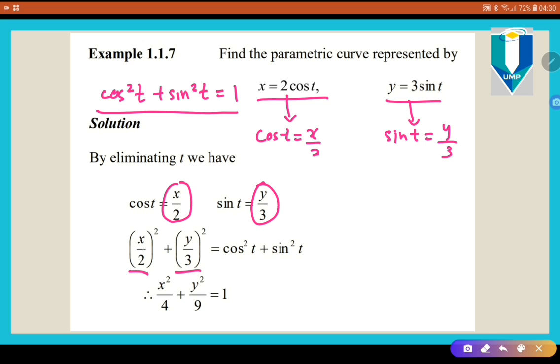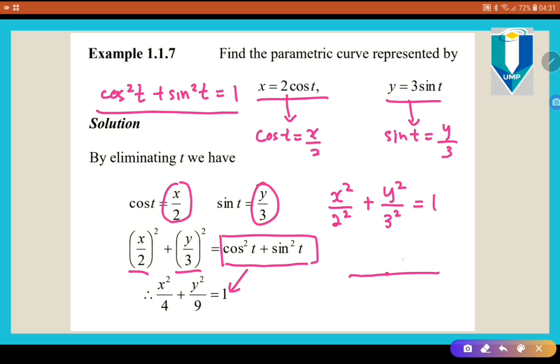So (x over 2) squared plus (y over 3) squared is equivalent to this, and you know that this is equivalent to 1. So by using this method, you will get x squared over 4, which is 2 squared, plus y squared over 9, which is 3 squared, equivalent to 1. This is an ellipse with the center at 0.